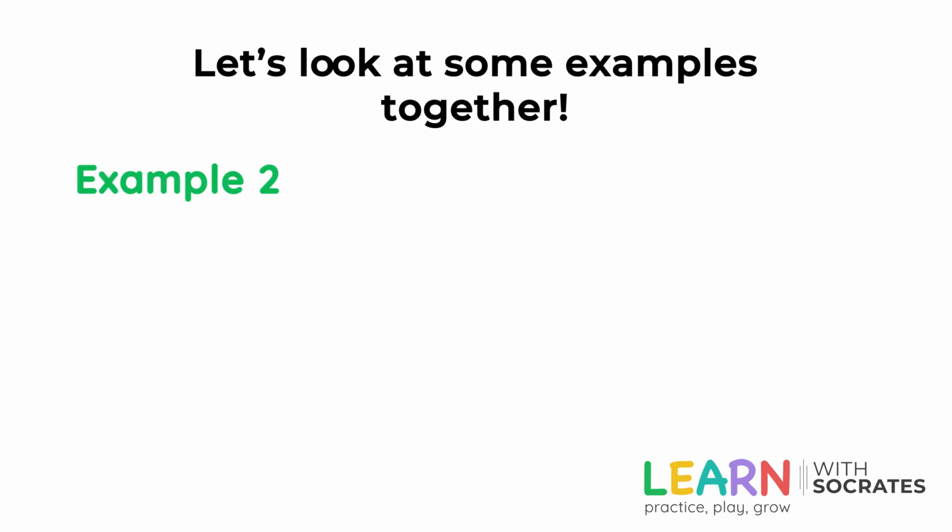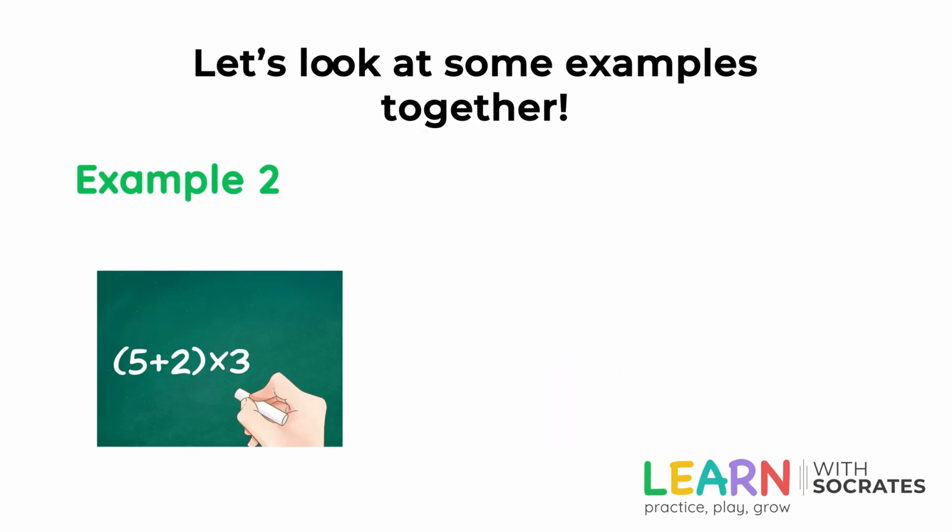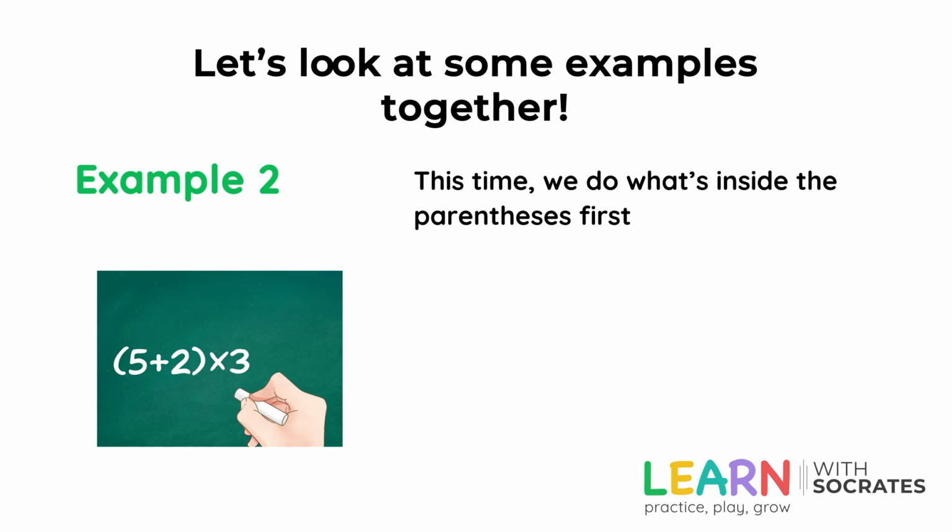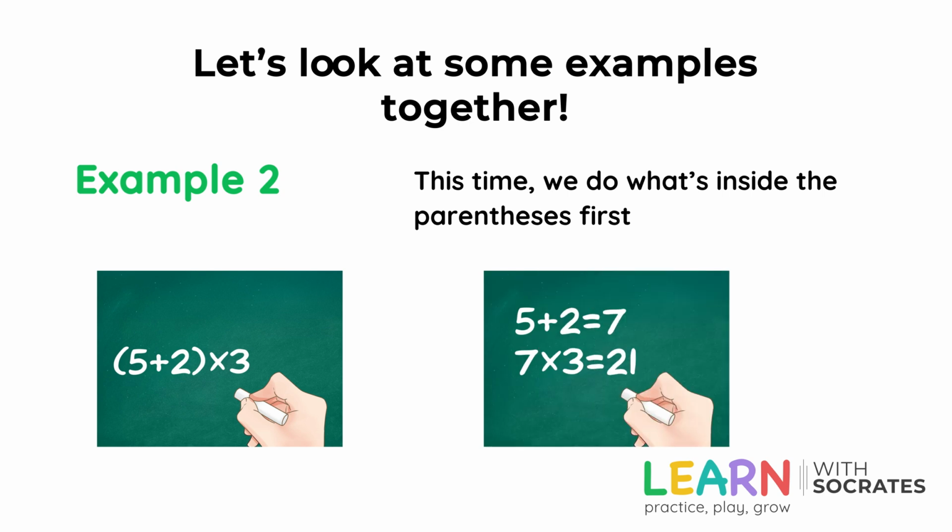Example 2. Now let's add parentheses. (5 plus 2) times 3. This time we do what's inside the parentheses first. 5 plus 2 equals 7, then 7 times 3 equals 21. See how the parentheses change the answer?